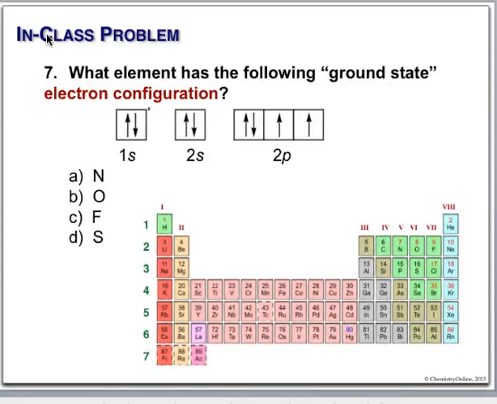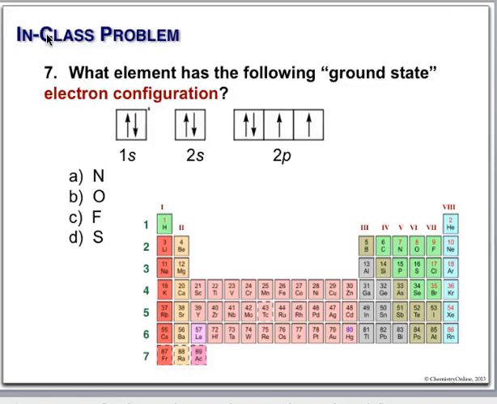Well, clearly, we must be in our second period, right? Because we have 2s and 2p's. So we're in this group here. Our 2s is full, so we filled up these two guys. And now we have 4 electrons in our p orbitals.